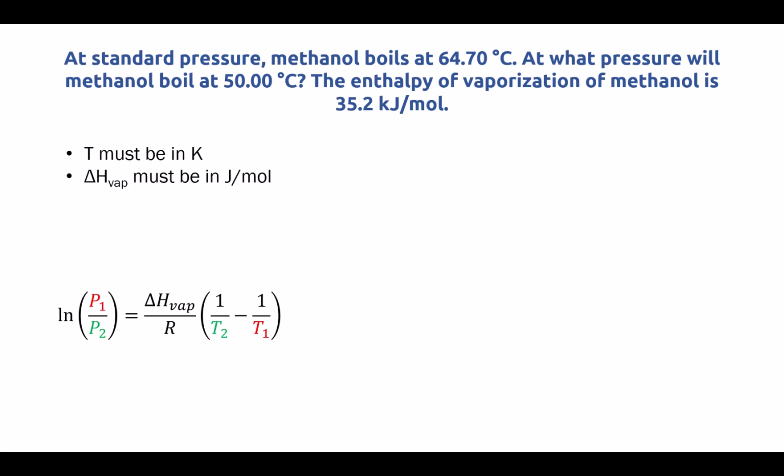Now here's what we have to make sure of before we start plugging stuff in. Temperature must be in Kelvin, so we cannot be using degrees Celsius in our equation. Delta H must be in joules per mole. So no kilojoules per mole, because our R value is going to be joules per mole Kelvin, and we need those joule values to cancel out.